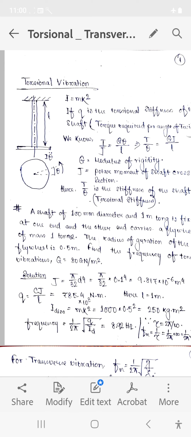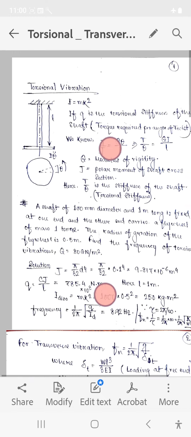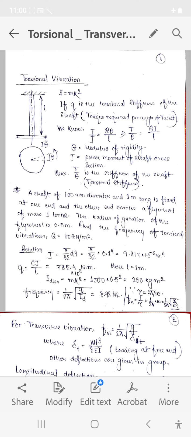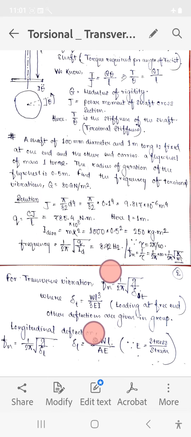So in case of transverse vibration, if I consider it like a cantilever, one end is fixed and at the other end the mass is fixed, so the deflection will be WL cube by 3EI. Now from the knowledge of our vibration, we know that omega n can be written as root under g by delta, where delta is the static deflection. In such a case also, whenever there is a cantilever-like thing with a mass at its free end, in the transverse direction, the deflection will be WL cube by 3EI. That's what I have written here.